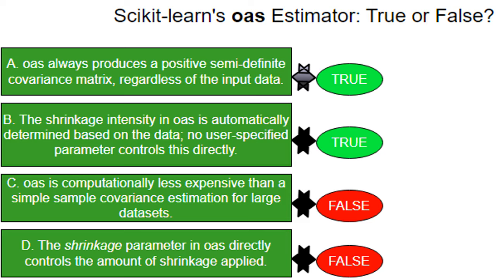I noticed statement D is false. There isn't a direct parameter in OAS to control shrinkage. The method automatically determines the right amount of shrinkage.